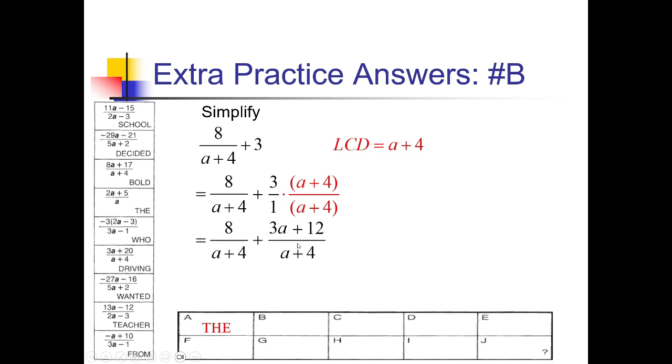Now I can combine these into one big fraction over A plus 4. So the 3A is all by itself, no like terms there, but the 8 and the 12 can combine to give me 20, so 3A plus 20. And let me just double check to see if I can factor and reduce this at all. 3A and 20, there's no common factors there, so this is as good as it gets. And that's going to correspond with "driving" right there, that answer. So I'll put "driving" in B.